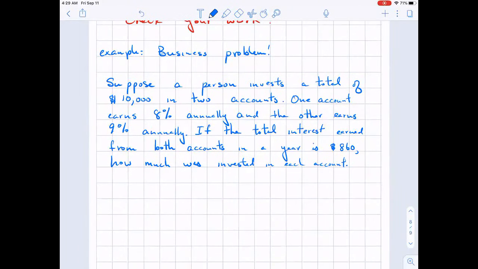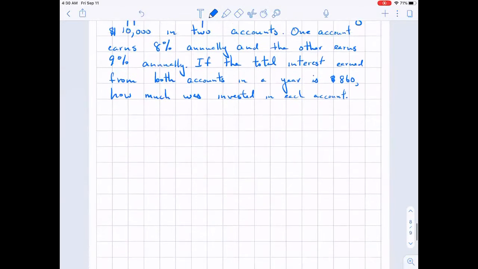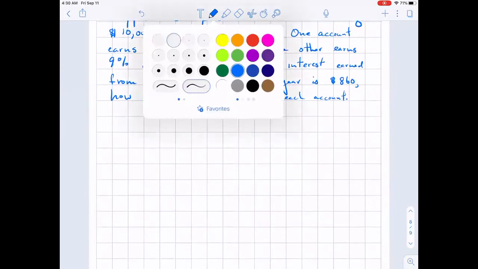One account earns 8% annually. We know that's not happening, 8%. And the other earns 9% annually. So let's say generally saving pays more than checking. So one account could be the checking account, the other could be a saving account. And the total interest earned from both accounts in a year was $860. So we want to find out how much money did you really put in each account to get that interest. Okay. So we'll look at our hints and notes now.